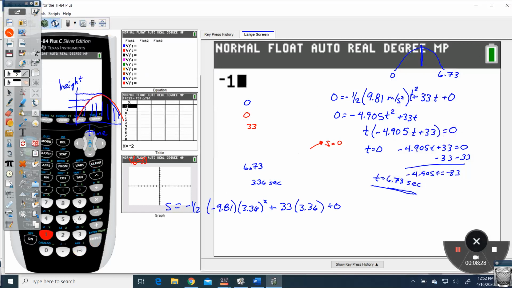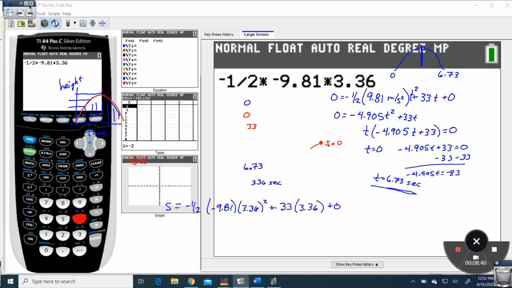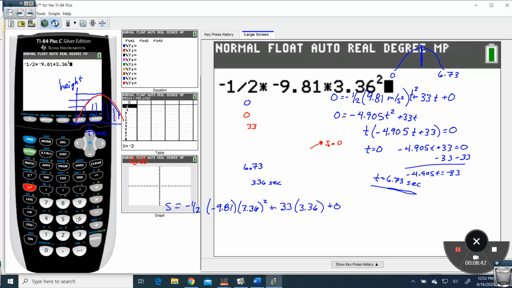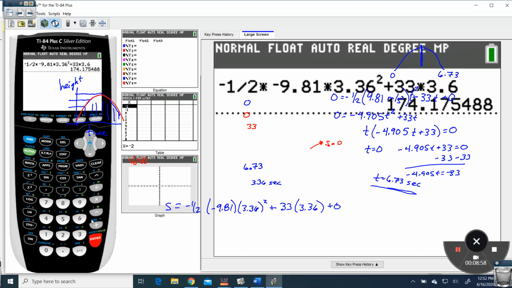So negative 1 divided by 2 times negative 9.81 times 3.36 squared plus 33 times 3.36. Enter. So 174 approximately feet.